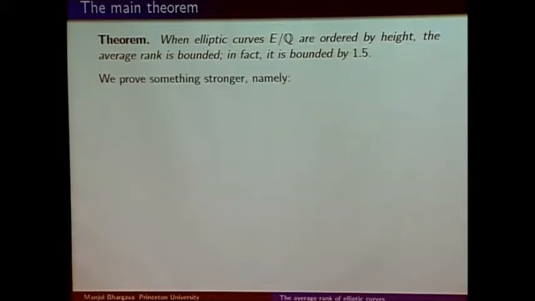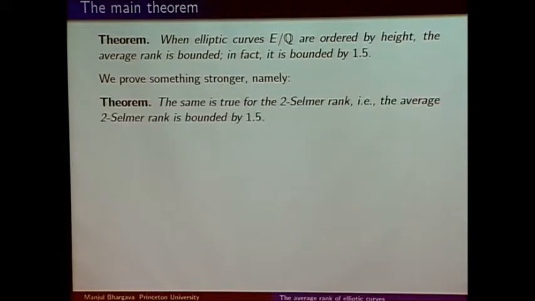So actually, we prove something stronger. Namely, we prove things about the 2-Selmer rank, not just the rank. So the same is true for the 2-Selmer rank, which is bigger than the rank often. So the average size of the 2-Selmer rank when elliptic curves are ordered by height is bounded by 1.5.